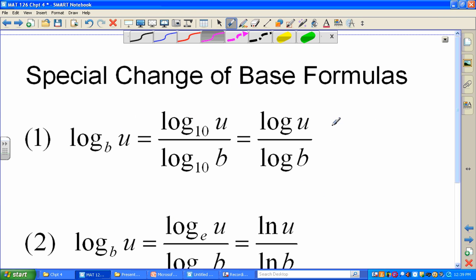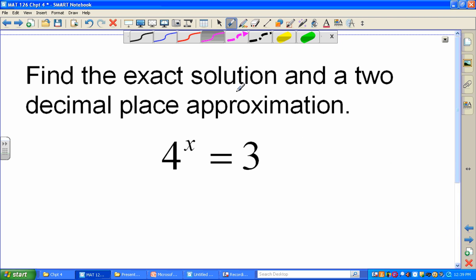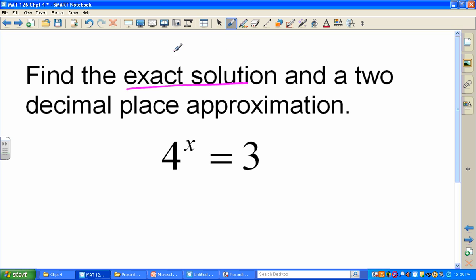Special change of base. We already said that was high school. We said this was college. This one is actually more calculus. Natural logs are used a lot more in calculus than logs. It's easier to take the derivative of. In fact, I can teach you calculus right now. The derivative of e to the x is e to the x. Somebody just tweeted that. Okay? All right, find the exact solution. That means no decimals.